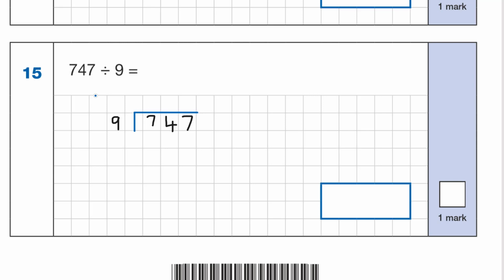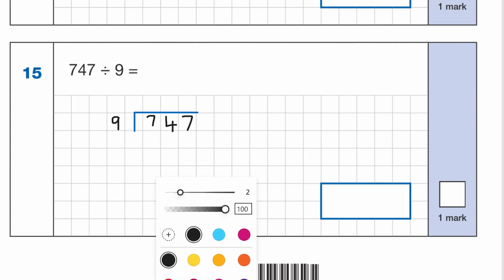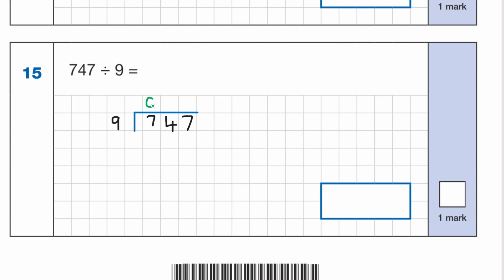So I always do look for the quicker way, and sometimes it is just a case of solving it using the method. So 9 into 7 does not go. So I need to carry that 7 over. It's my remainder. I've now got 9 into 74. So that goes 8 times. So this is really about knowing your tables.